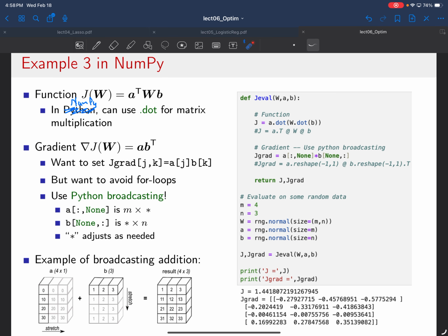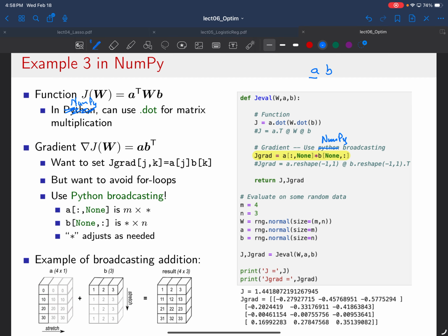Okay. But there's this other really cool trick you can do, and this is probably new: to use this Python broadcasting. Or NumPy broadcasting. We talked a little bit about NumPy broadcasting last time, and when we talked about it then, it was pretty straightforward.